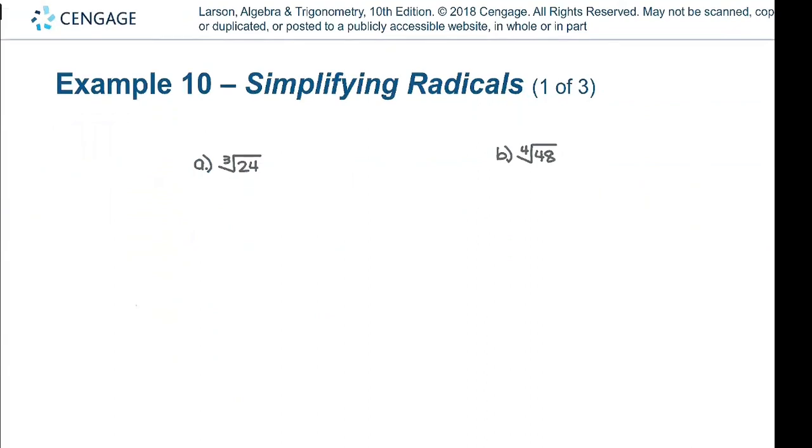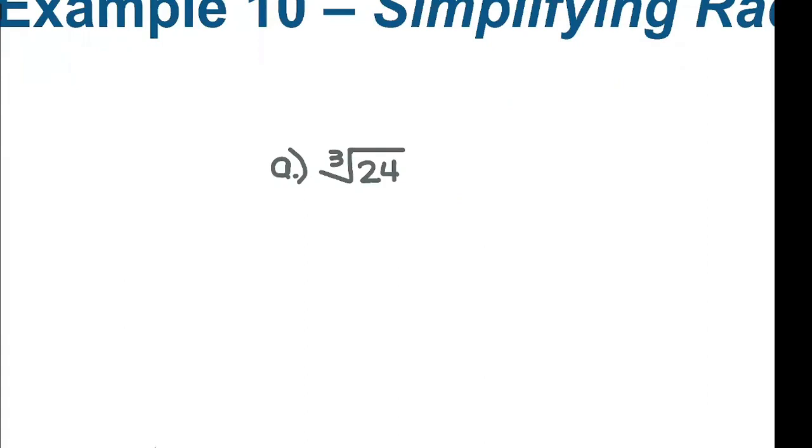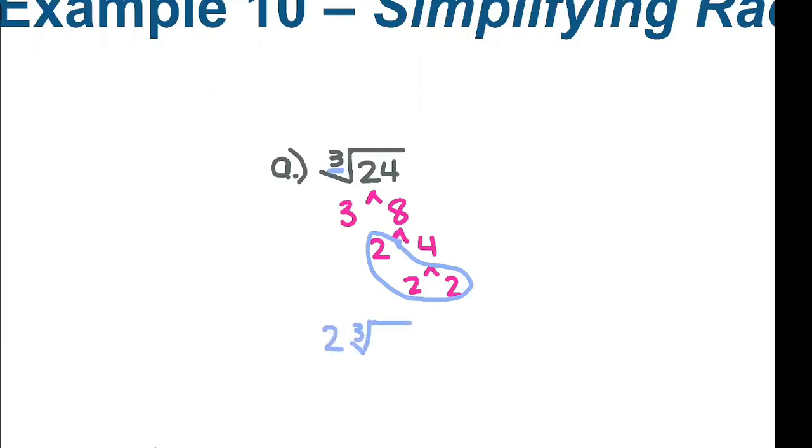If we look at example 10a, we're just simplifying these radicals so we can do the same thing that we did with that square root of 8. For a, we have the cube root of 24. So we're going to find the prime factorization of 24 since we don't know off the top of our head what the cube root of 24 is. 24 is 3 and 8. 8 is 2 and 4. The 4 is 2 and 2. We're looking for groups of 3. We have 3 2's, so we're going to pull 1 2 out. That cube root of 3 is going to be left over.